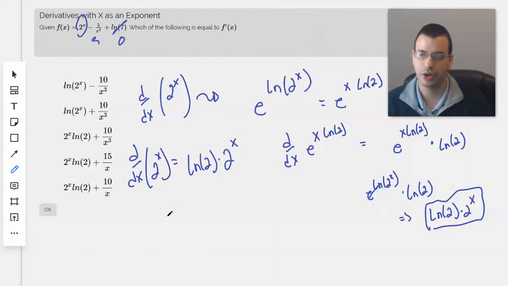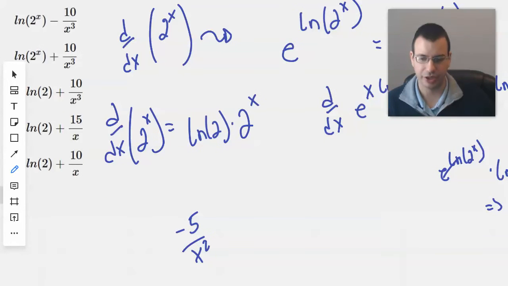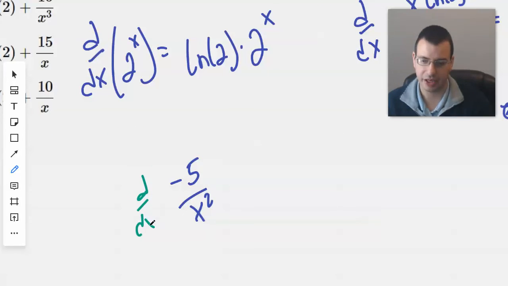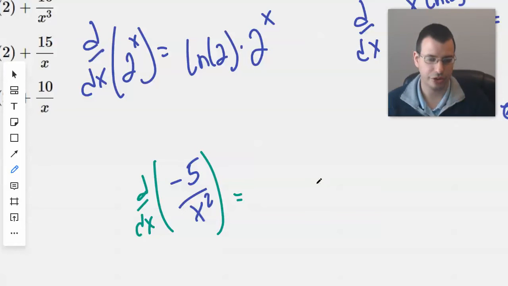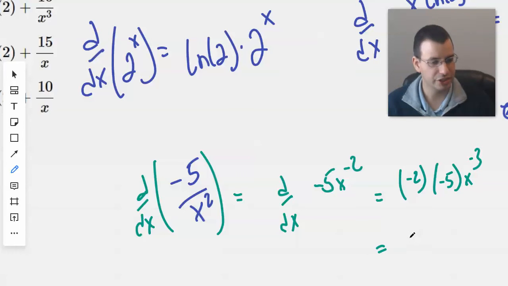All right, and then the next one is negative 5 over x squared. Change colors. Ooh, I don't like that green. No, I'll do the forest green. All right, so take the derivative with respect to x. Equals, let's see, negative 5 x to the negative 2. Do the power rule, which will give us negative 2 times negative 5 times x to the negative 3, which is 10 over x cubed.